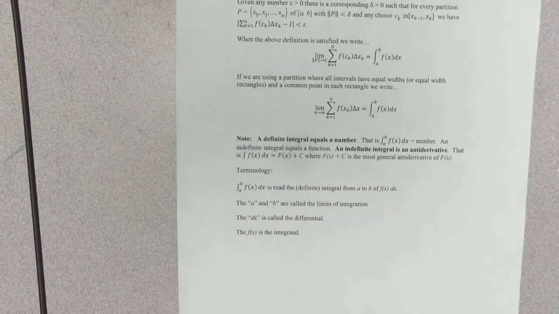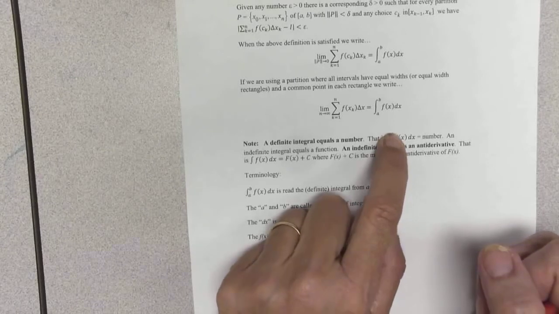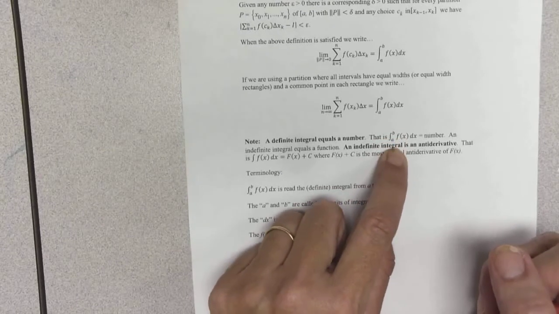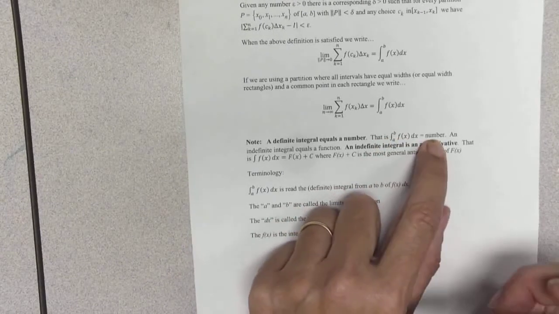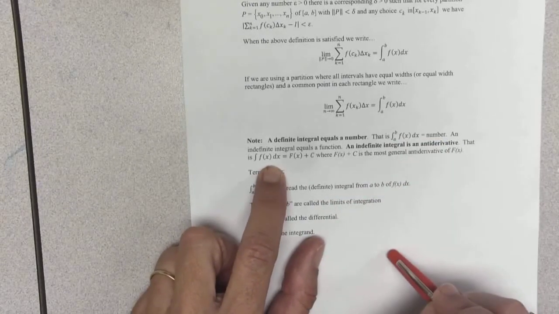So we're hoping, beyond hope, that there's going to be a connection between this one that has limits of integration, where a and b are limits of integration, the integral from a to b of f of x dx, which equals a number, and what we've already practiced quite a bit, indefinite integrals.